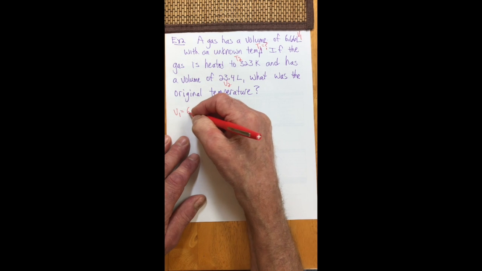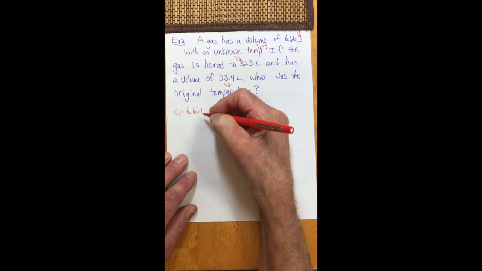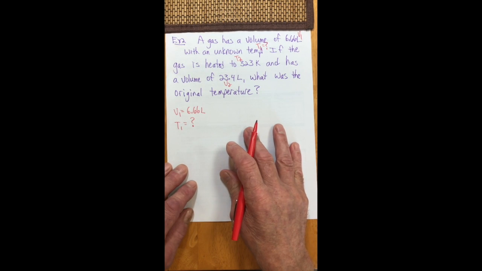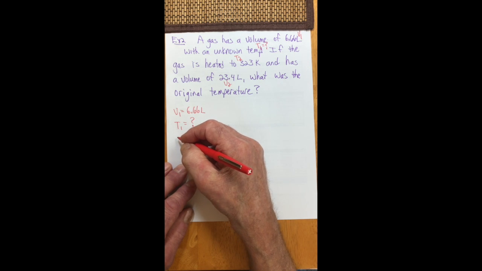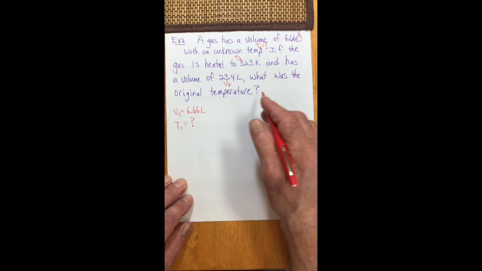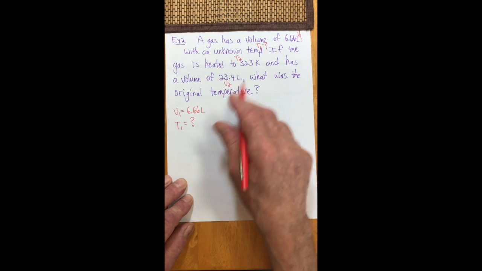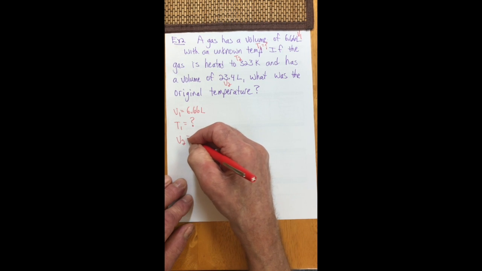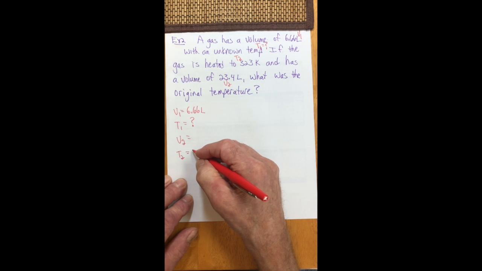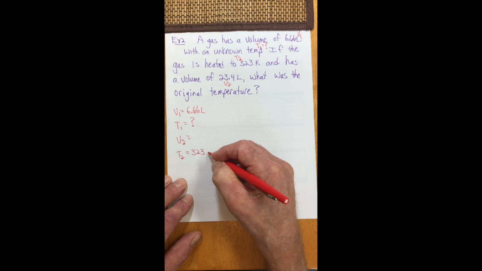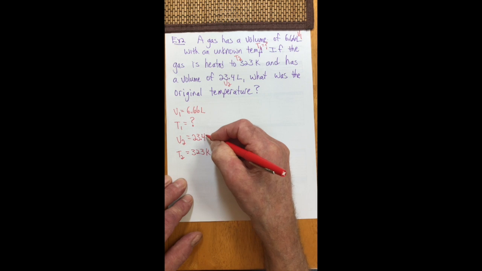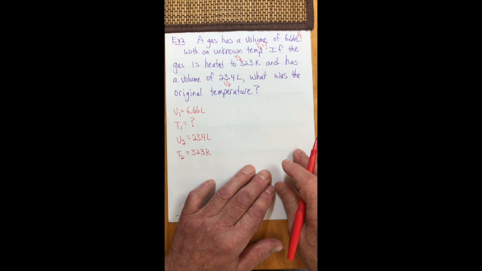V1 equals 6.66 liters. T1, we're trying to find. It's heated to 323. So notice it's asking me about the first one at the end, but that's okay. I'm just going to write these out the way I always do first. T2, and now when I read it, I see heated to 323 K. Hey, we don't have to convert because that's already in K, and the volume is in liters, 23.4 liters right there.